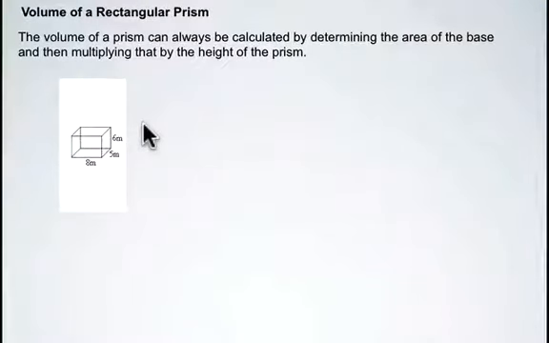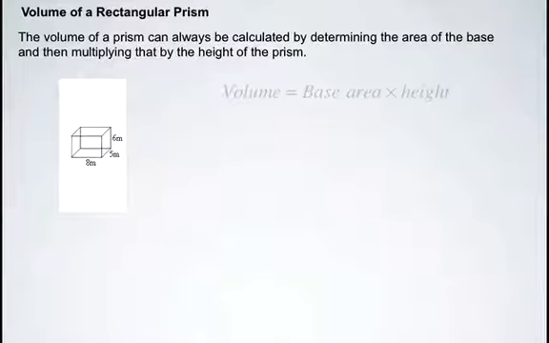Let's go ahead and calculate the volume of a rectangular prism then. The volume of a prism can always be calculated by determining the area of the base and then multiplying that by the height of the prism. So basically what we want to do is find the area of this base here and then multiply that by the height of 6 meters.